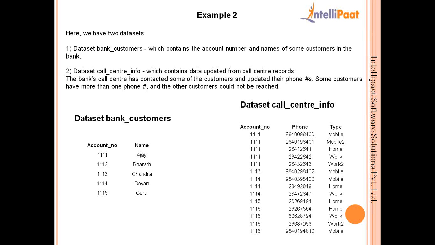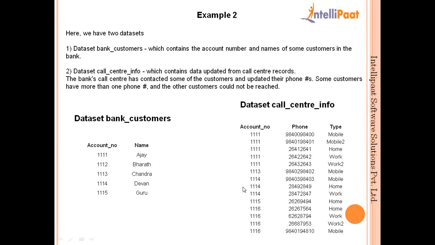Here we have two different data sets. Data set bank customer, which contains the account number and names of some customers in the bank. Then data set call center info, which contains the data updated from the call center records. The bank's call center contacted some of the customers and updated their phone number. Some customers have more than one phone number, and the other customers could not be reached. So a_dataset bank_customer, then dataset call_center_info.